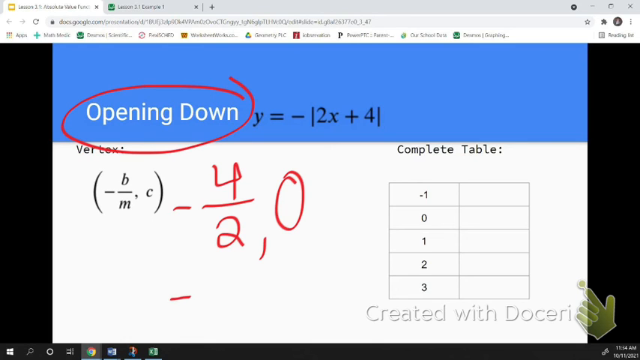So I'm going to simplify this. -2, comma 0 is my vertex. Then I'm going to complete the table. You guys think you can handle it? Can you complete the table?